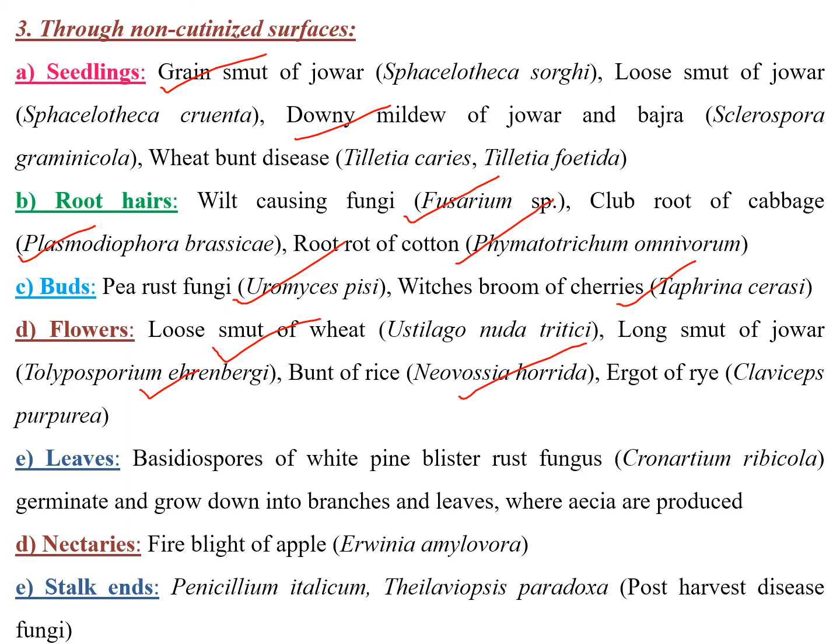And through the leaves, basidiospores of the white pine blister rust fungus, like Cronartium ribicola, which causes white pine blister, germinate and grow down into the branches and leaves where aecia are produced. And through the nectaries, a very important example is fire blight of apple, caused by the bacterium Erwinia amylovora. It makes entry through the nectaries. And other fungi like Penicillium and Thielaviopsis paradoxa, which cause post-harvest diseases, enter through the fruit stalk ends.